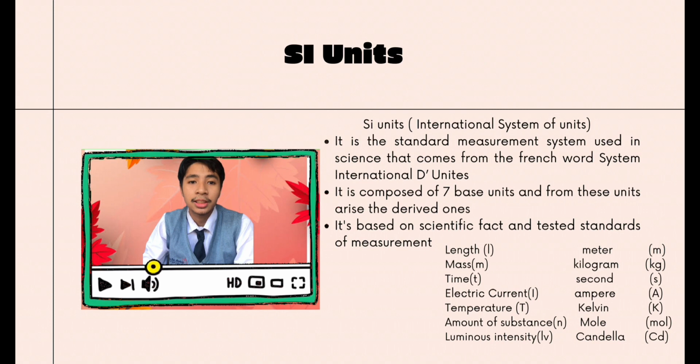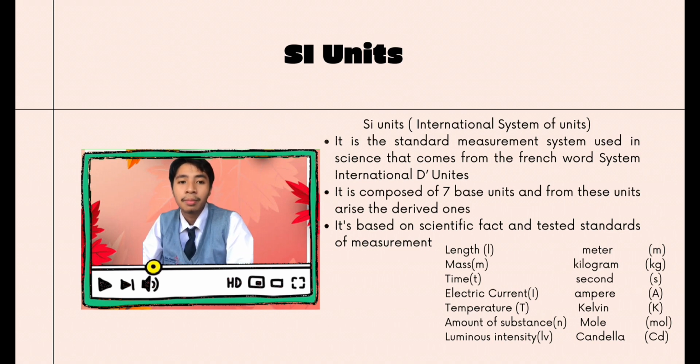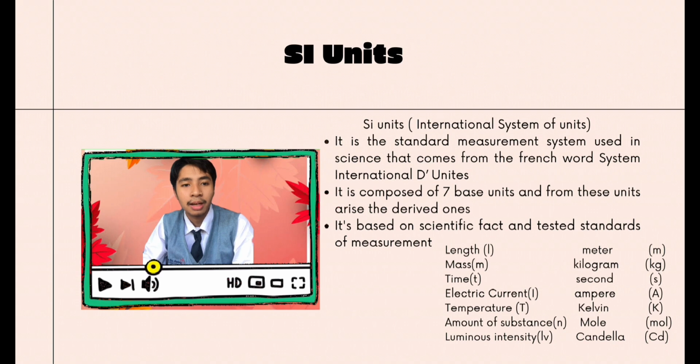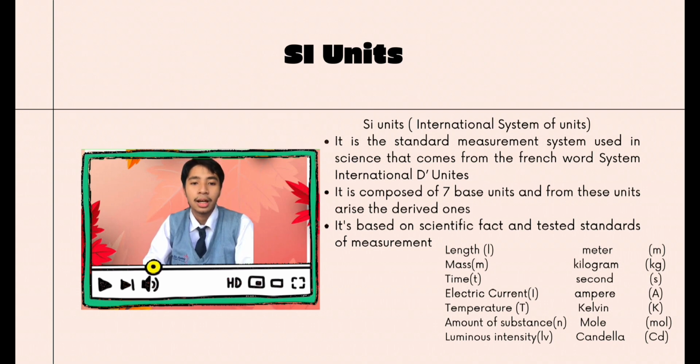SI units, or the International System of Units, is the standard measurement system used in science that comes from the French words Système International d'Unités. It is composed of 7 units, and from these units arise the derived ones. It's based on scientific fact and tested standards of measurement. For example, length is meter, mass is kilogram, time is second, electric current is ampere, temperature is kelvin, amount of substance is mole, and lastly, luminous intensity is candela.